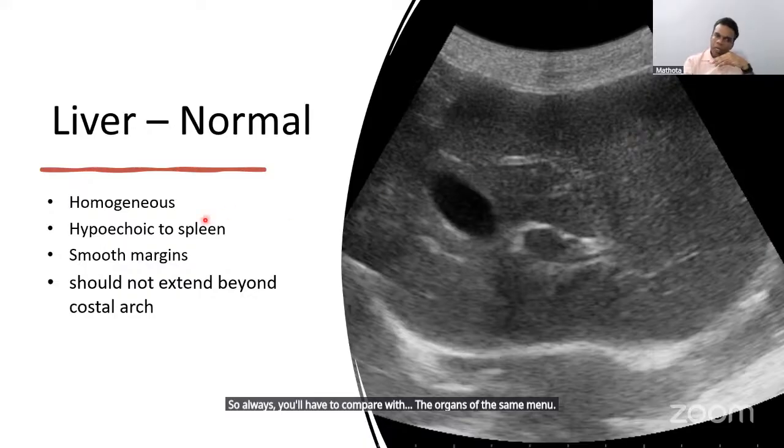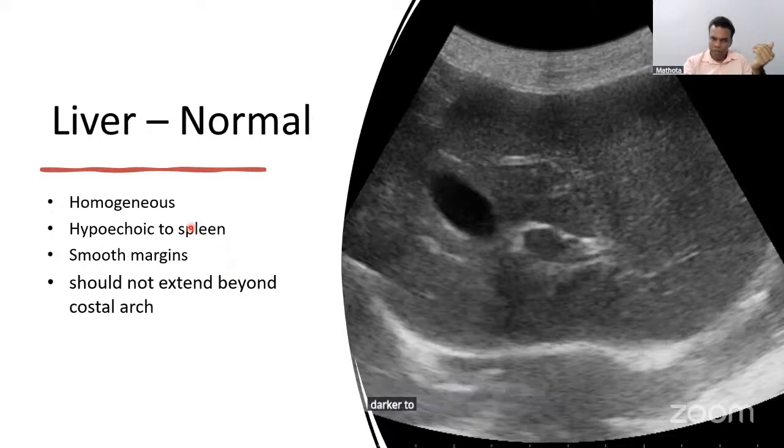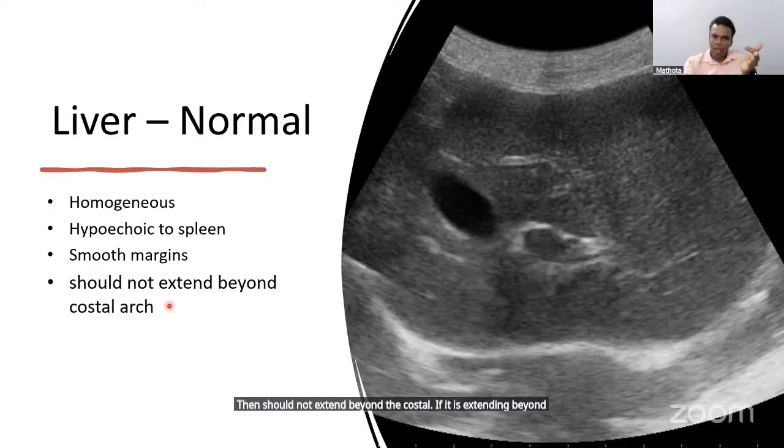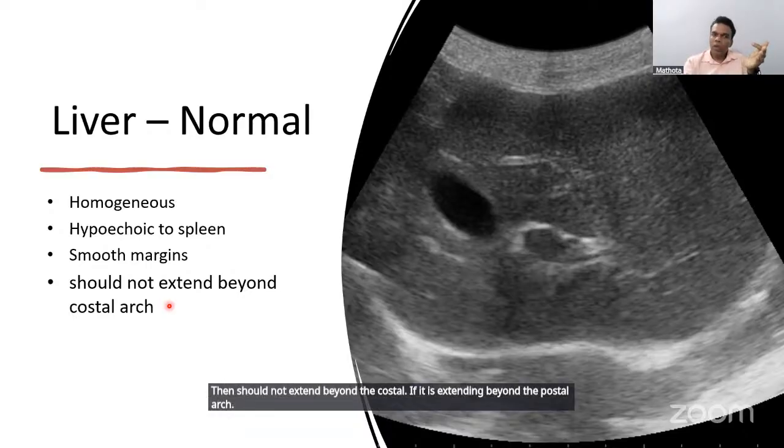So you'll have to compare the echogenicity with the spleen. The liver is hypoechoic, darker than the spleen. Then you should have smooth margins, and it should not extend beyond the costal arch. If it is extending beyond the costal arch, it is called hepatomegaly. That's a hepatomegaly if it is extending beyond the costal arch.